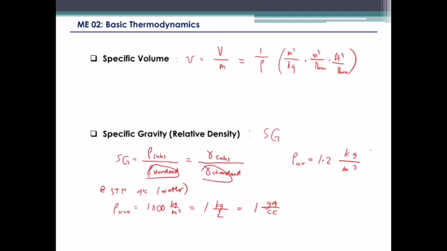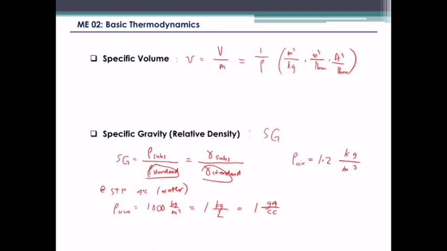For gases, take helium, for example. Helium gas is less dense than air, whose density is 1.2. So helium tends to float, while the air goes down and the helium goes up. If you fill a balloon with helium gas, it floats because it is lighter than air. If we mix water with mercury, the mercury tends to sink at the bottom.